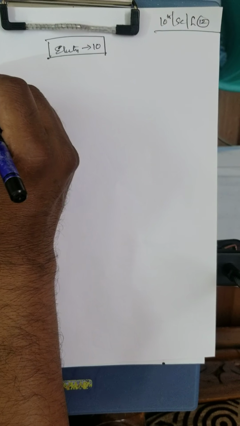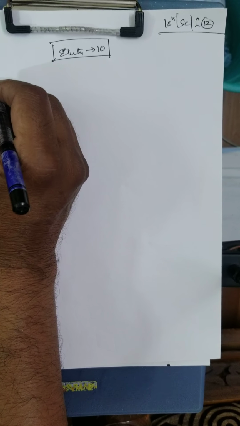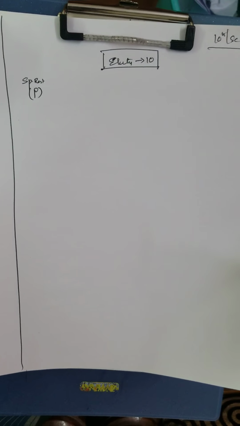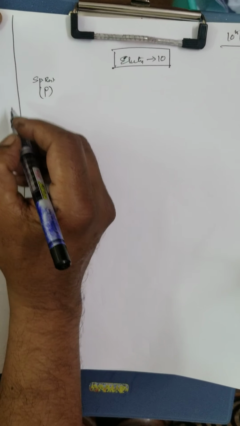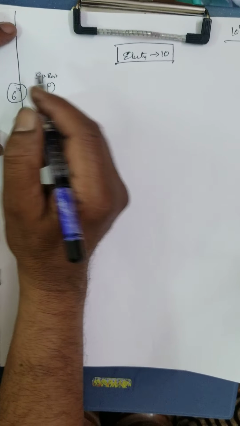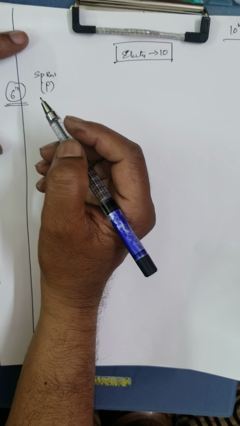There is a problem on specific resistance or resistivity. How to do that? See, this is a sixth problem. This may be the sixth problem.